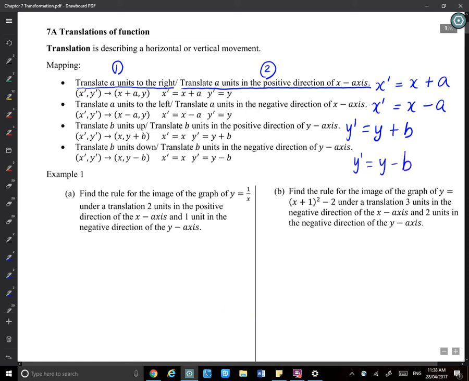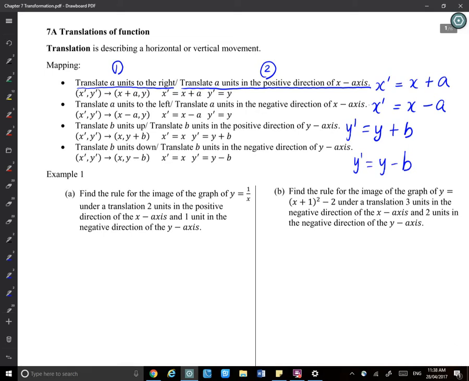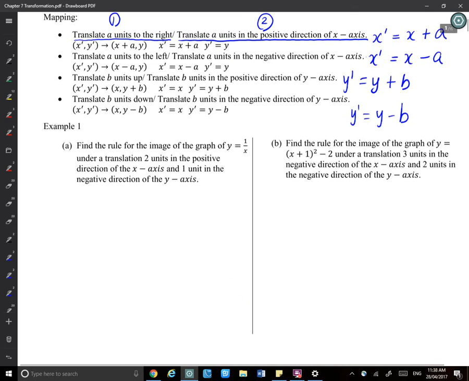The most difficult thing for the mapping method is how you can distinguish between x dash, y dash, and x, y. Which one equals which one plus something. So it must be the new point equals the old point plus or minus the thing you have done, moving up or down, left or right. According to those 4 sentences, what I can write is those 4 lines. Let's have a look at an example.